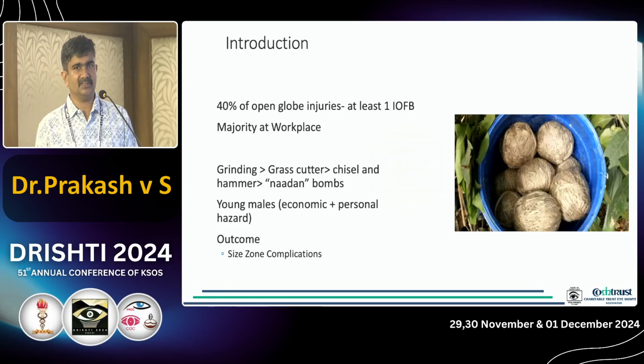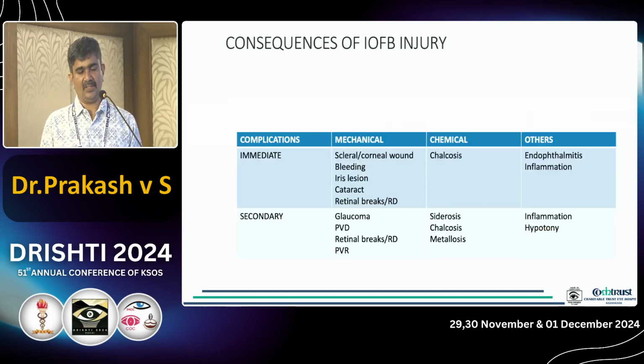What you see in the basket are not coconuts. These are our Nadan bombs, which we are very much expert in making, and these also cause all kinds of foreign bodies, usually seen in young males. The outcome depends on the size of the foreign body, the zone of injury, as well as the complications associated with it.